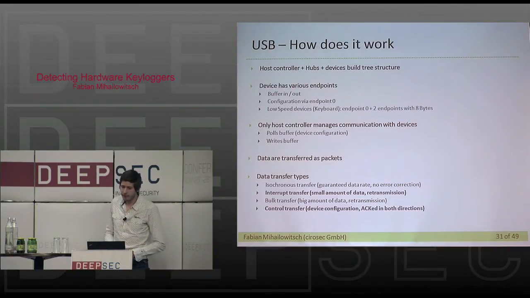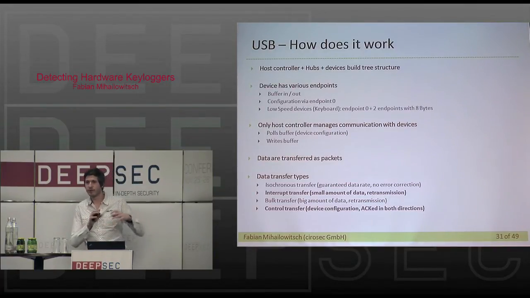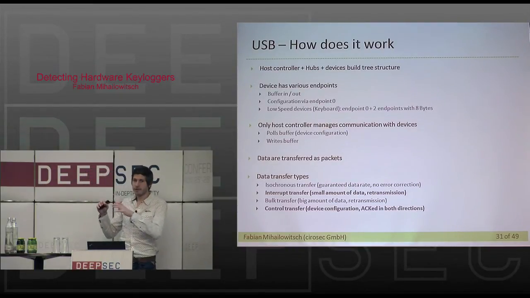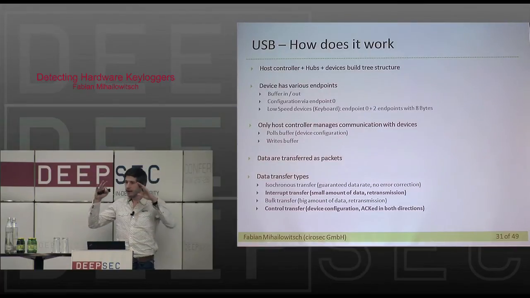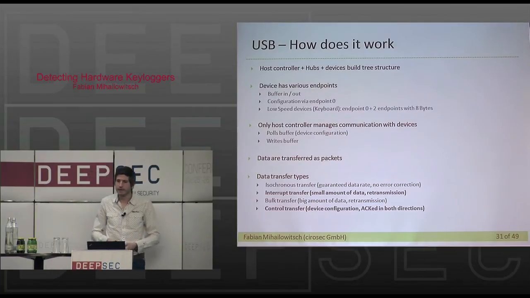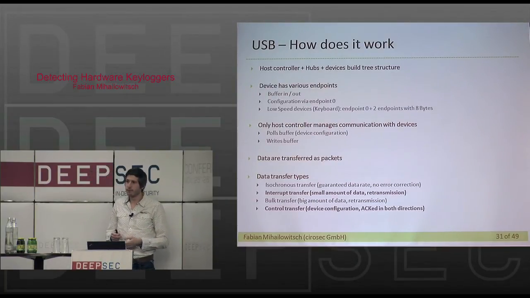For USB, you have a host controller, and you have hubs which are plugged into that host controller. Down to the hubs, you have certain devices, and so you create a tree structure. Each device has various endpoints in turn. An endpoint basically is just like a buffer. You can imagine an input buffer or an output buffer, and that's basically what an endpoint is.